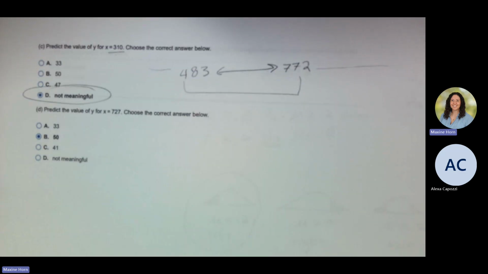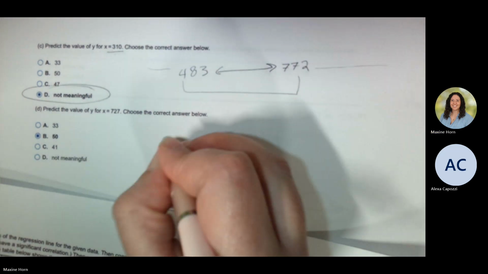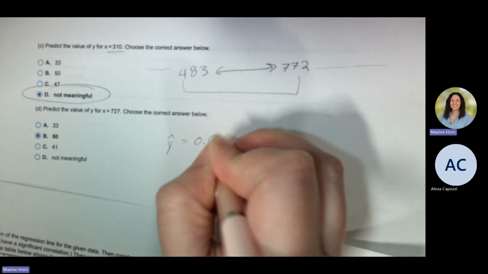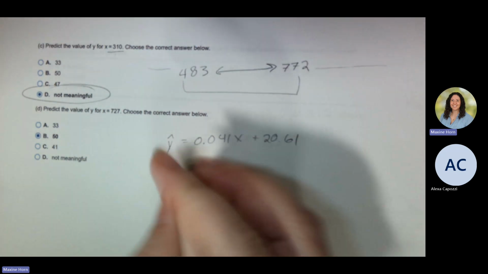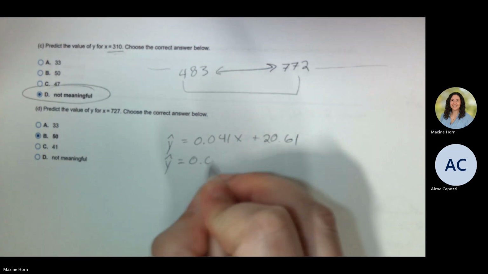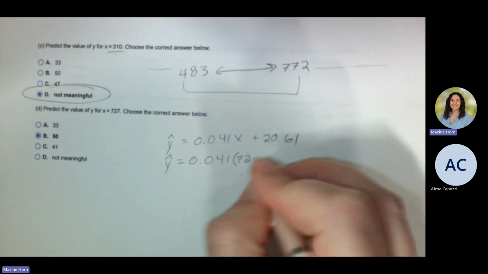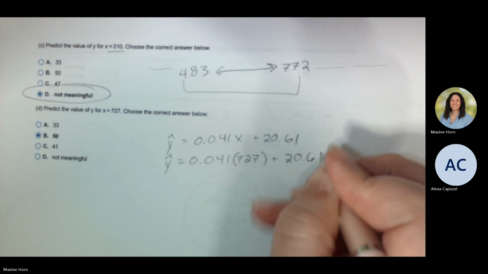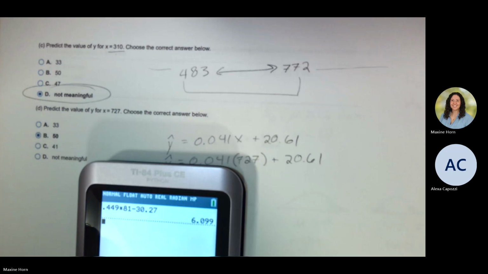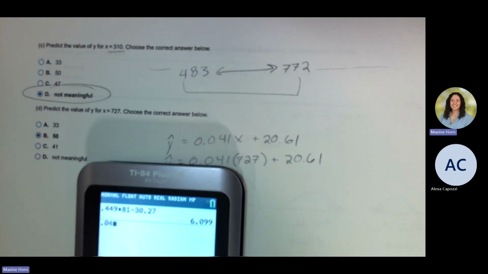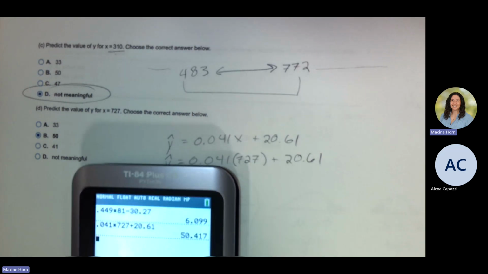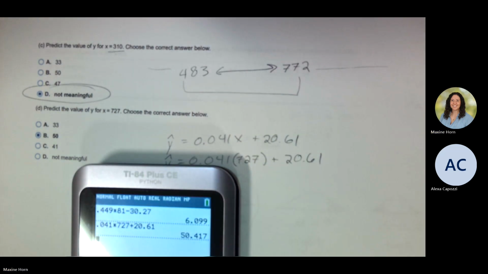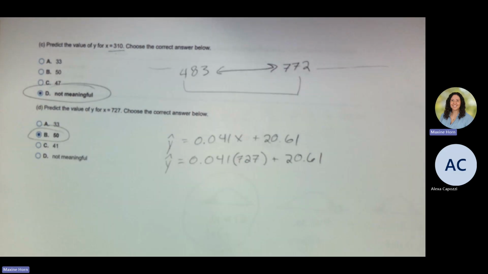Okay, and then the last one, predict the value for x equals 727. Just for the heck of it, let's do this one by hand. 0.041 x plus 20.61. So I'm going to plug in an x value of 727. I'm going to say 0.041 times 727 plus 20.61, and I get about 50. All right.